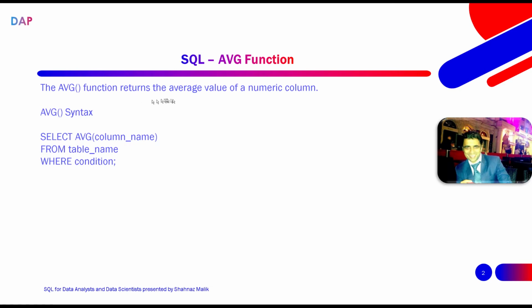The average function returns the average value of a numeric column, and the syntax is simple. We give the numeric column name to average in the select, then we show where this column is by giving the table in the from clause. We can also put a condition, although it's not required. In real-world scenarios we often have to put conditions, which is why I'm putting this condition with it, although you can execute without one.